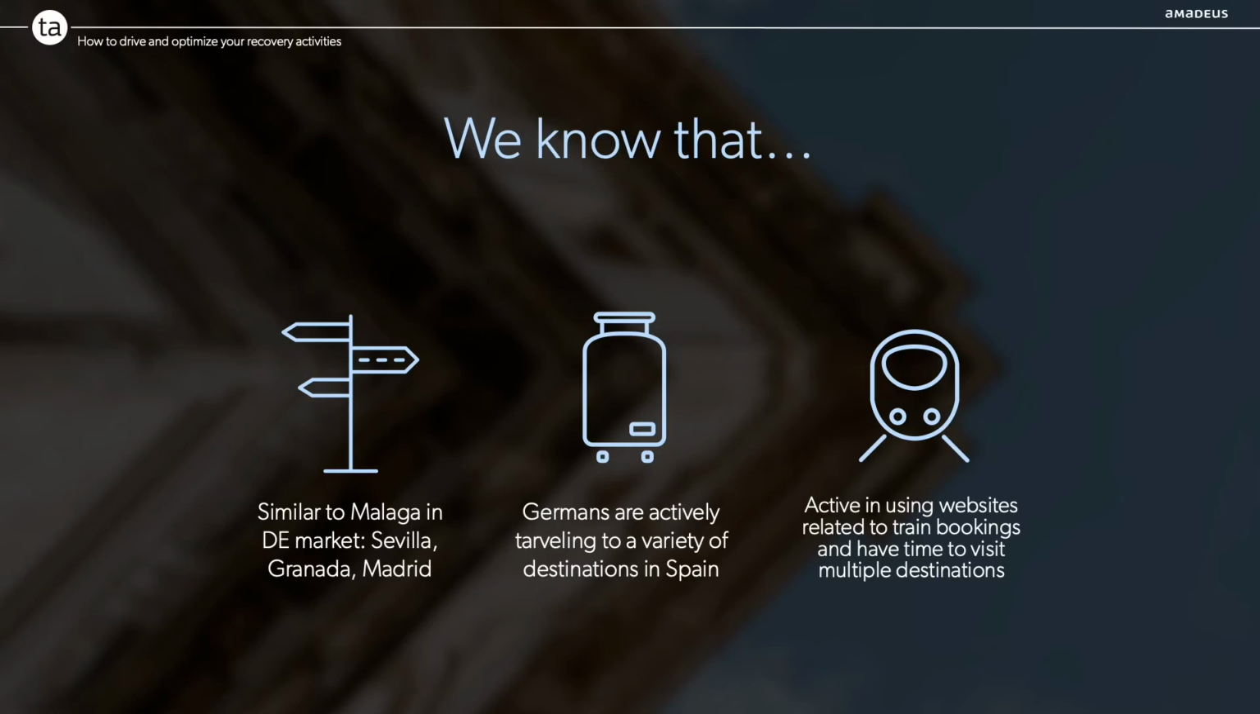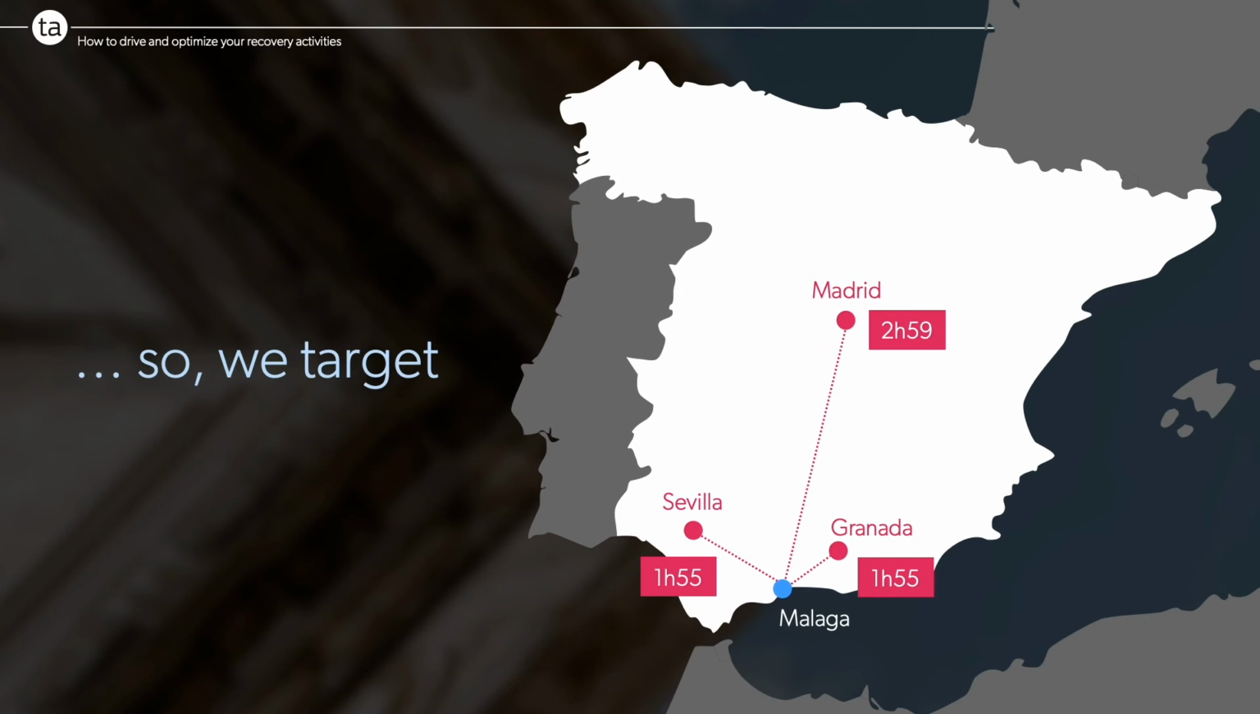At this point we know that Malaga is similar to Sevilla, Granada and Madrid in the eyes of German travelers. We also know that Malaga has a huge advantage, the beautiful beaches, and this could be an important factor when choosing a destination, especially in the summertime. We also know that in the last 30 days, German travelers have shown increased activity in searching for train travel. Malaga is actually a city that can be easily reached by train from all of the previously mentioned destinations.